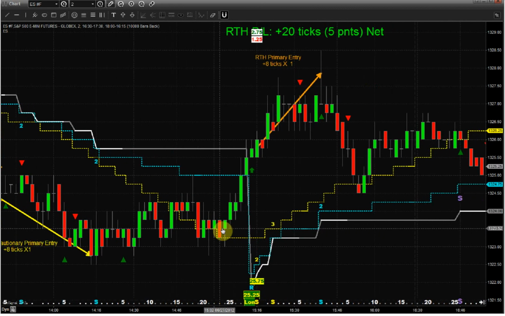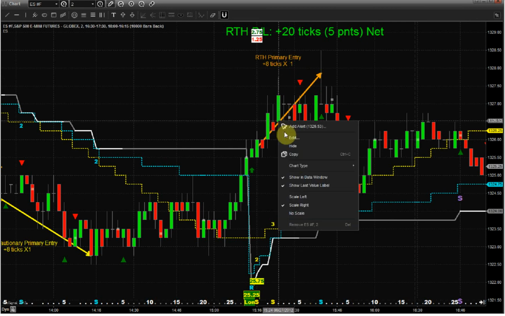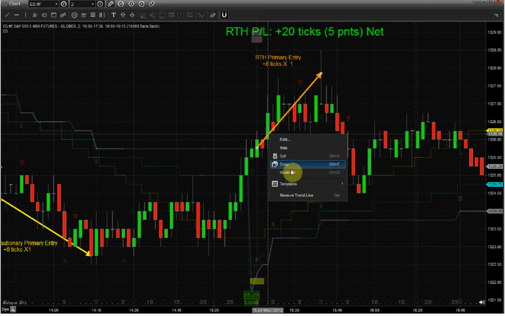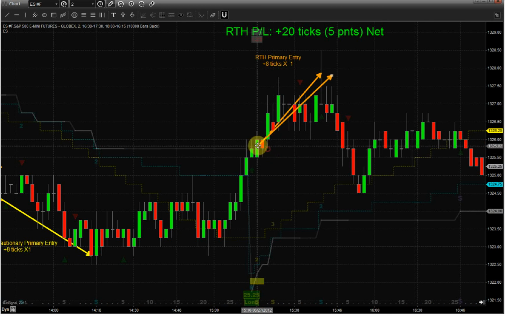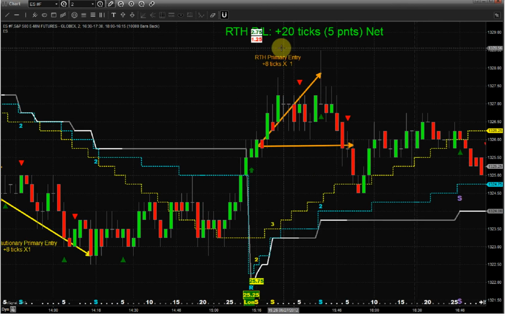And then this one we have a trade that was taken at 3:16. Its open price was the chase price at 25.75. It made 8 ticks from here to there. And then there was a runner trade, but the runner trade was obviously stopped out at break even right here. So the total for the regular trading session was 20 ticks on the ES runner on the 27th of June 2012.